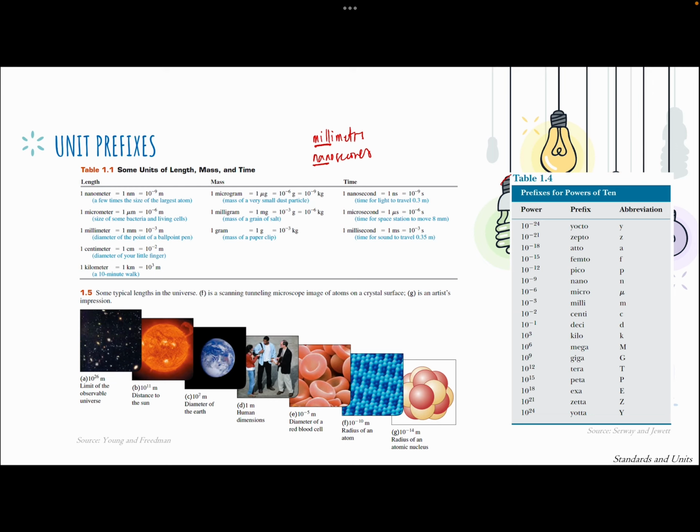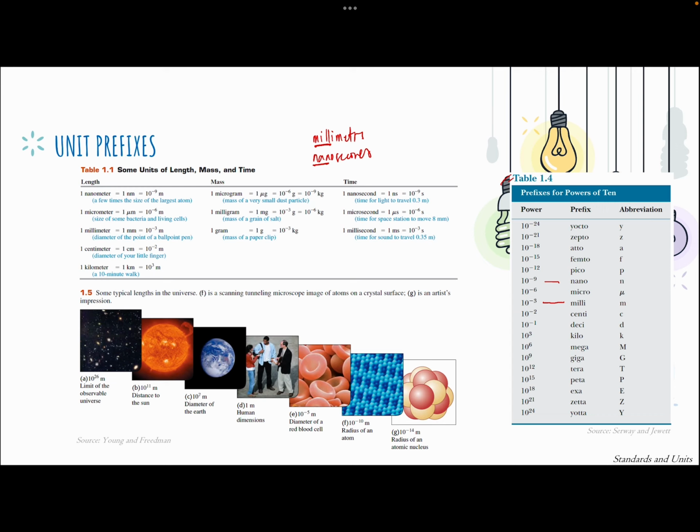So, nanometer, the basic unit of length, which is meter, has a multiplier equal to 10 raised to negative 9. Pag millimeter naman, ibig sabihin, the basic unit of length based on this table has a multiplier equal to 10 raised to negative 3.